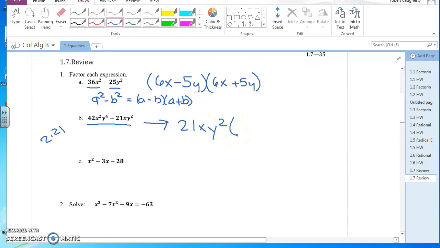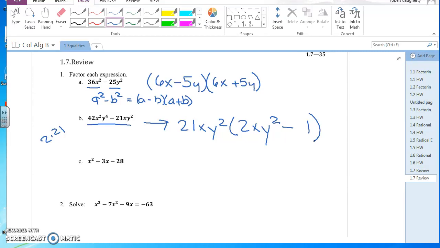Now I just backtrack. What must you multiply 21 by to get 42? That's a 2. What must you multiply x by to get x squared? That's x. What do you multiply y squared by to get y to the 4th? That's y squared. And then minus, what do you multiply 21 by to get 21? That's 1. What do you multiply x by to get x? That's 1. What do you multiply y squared by to get y squared? That's 1 as well. So it's 21xy squared times 2xy squared minus 1. You can always check your answer by multiplying this back out, and you should get the original problem.